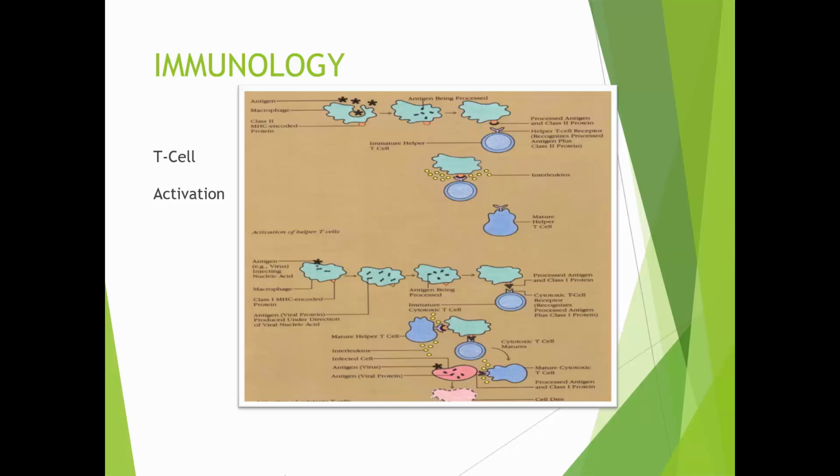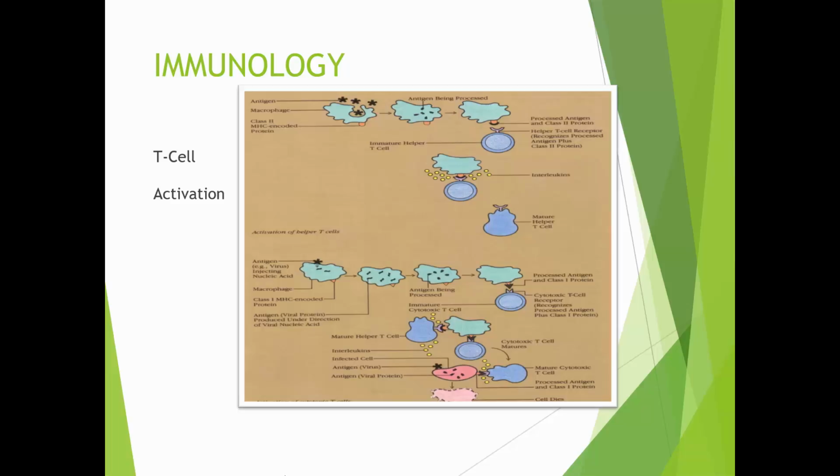Then interleukins assist the helper T cell to be maturated. And what you end up with is a mature helper T cell. Now, in the second half of this is the activation of cytotoxic T cells. Remember this because they are involved in acute rejection, which we're going to talk about more towards the end of the second part of the lecture.